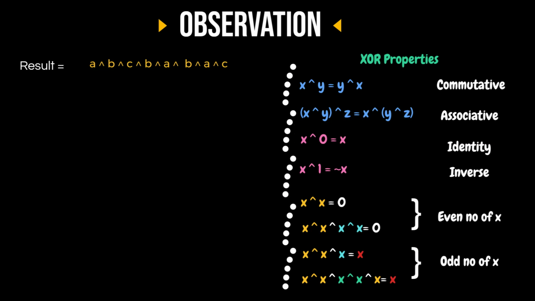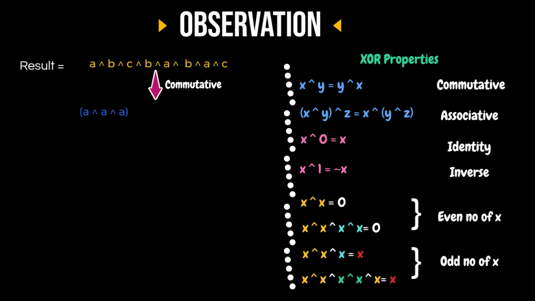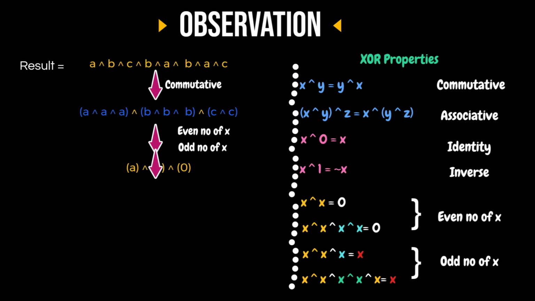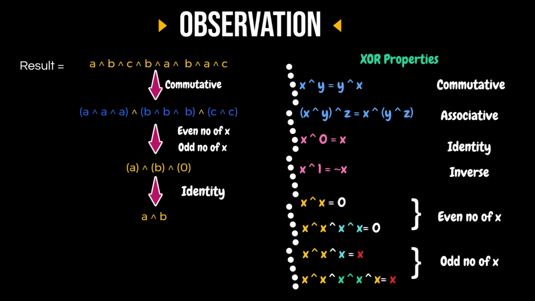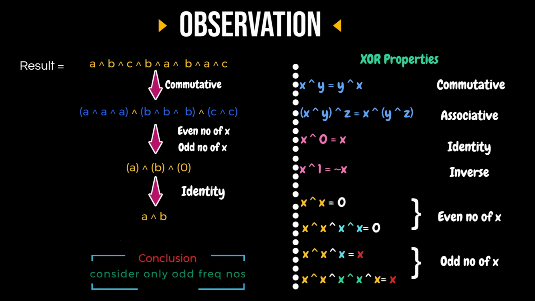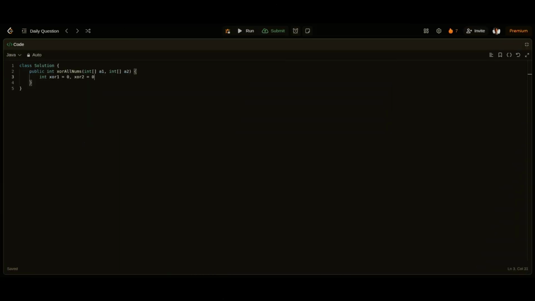Now if we look at the result, we can apply commutative property on the same. Further, on applying even number of x and odd number of x property, we get A XOR B XOR 0. Further, on applying identity property, we get A XOR B. Thus, we have an optimized way to get the result. Conclusion, we will consider only odd frequency numbers as only they contribute to final XOR result. We'll use this observation to write our code.